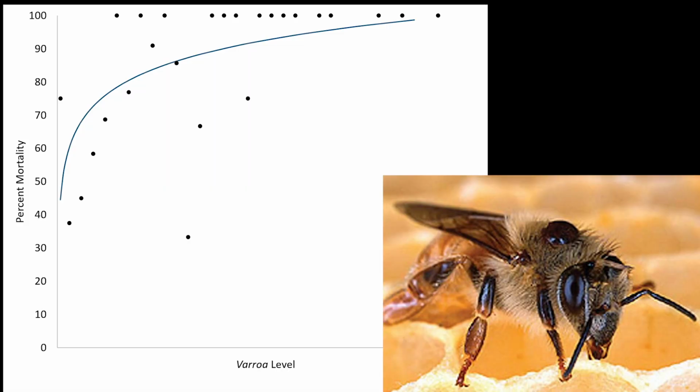Now, it gets worse than that, because the mites themselves transmit a number of viruses which are also known to kill the bees. And we're seeing really that this interaction between the mites and also the viruses they transmit is the strongest single extraneous predictor of colony losses from our data.